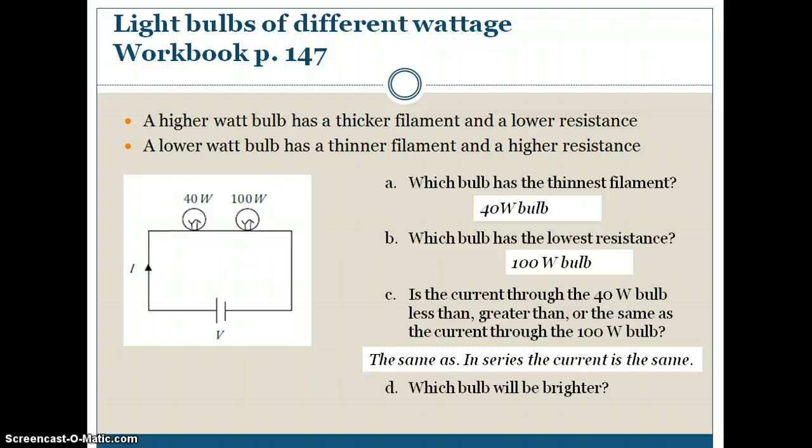So which bulb is going to be brighter? And this is where it gets a little bit counterintuitive and a little bit tricky. It actually turns out that the 40 watt bulb is going to glow brighter when 40 watts and 100 watts are in series with each other. And that's because the 40 watt bulb has a higher resistance and a thinner filament. So that same current is getting squeezed through a smaller, thinner filament, and it actually makes it glow brighter.